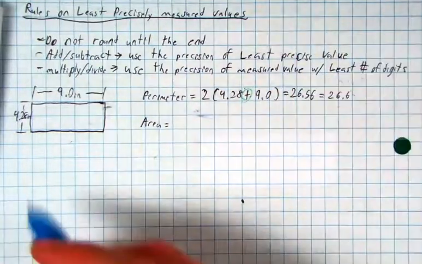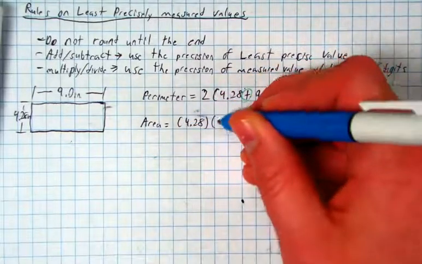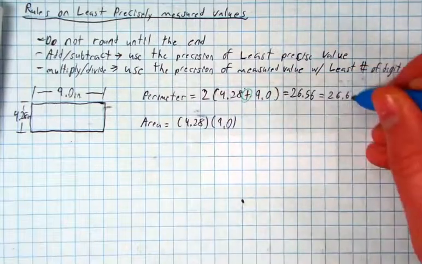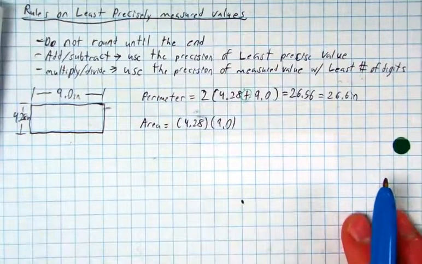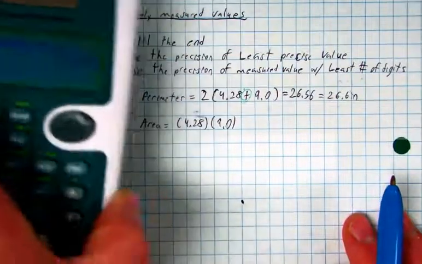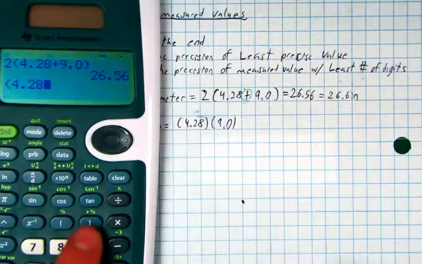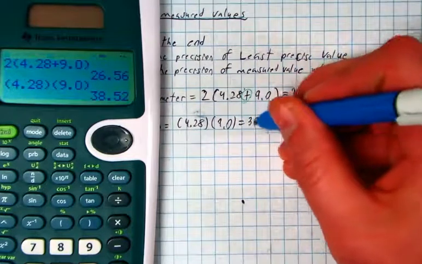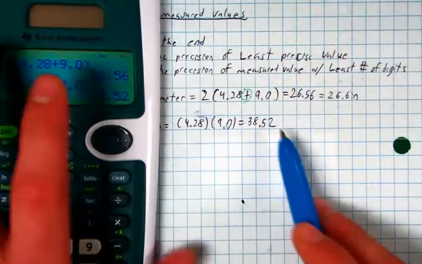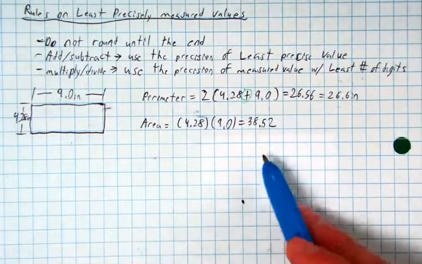Area is base times height, or height times width, essentially. So we're going to say just 4.28 multiplied by 9.0. And let's go ahead and add inches there. So let's plug that into our handy-dandy calculator. We'll say 4.28 times 9.0. We get exactly 38.52. But here's the deal. Again, we are not certain of that second decimal, the fourth digit. We're not certain at all.